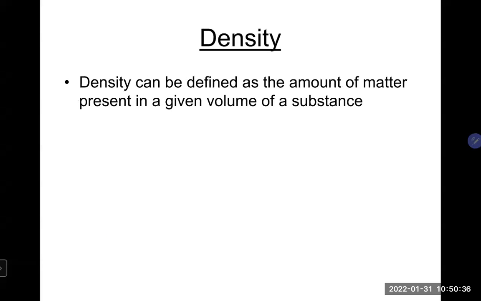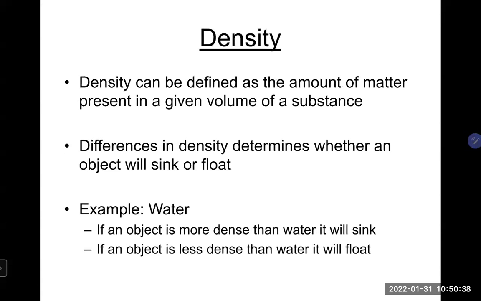We sort of talked about it the other day in lab, but let us get into what density is. Density really can be defined as the amount of matter present in a given volume of a substance. Different densities determine whether something will sink or float. In water, if you have something that is more dense than water, we would expect it to sink. If we have something that is less dense than water, we would expect it to float.